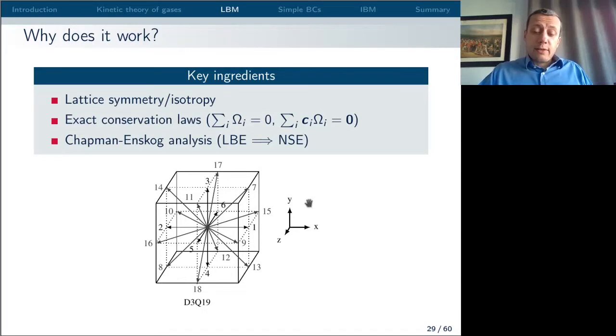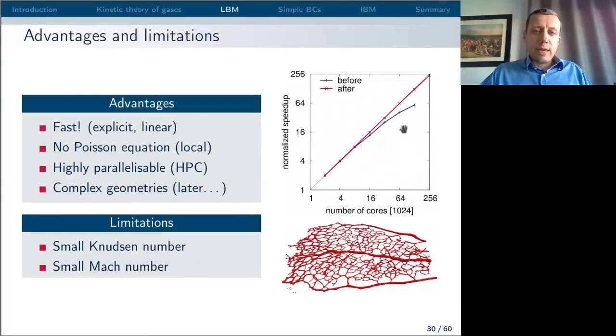I understand this is a very short description of what you can do. Why does it work? Because you have lattice symmetry and isotropy. You have exact conservation laws. Your Lattice Boltzmann equation actually conserves mass and momentum exactly. And your Chapman-Enskog analysis shows that what you have done here is enough to recover the Navier-Stokes behavior.